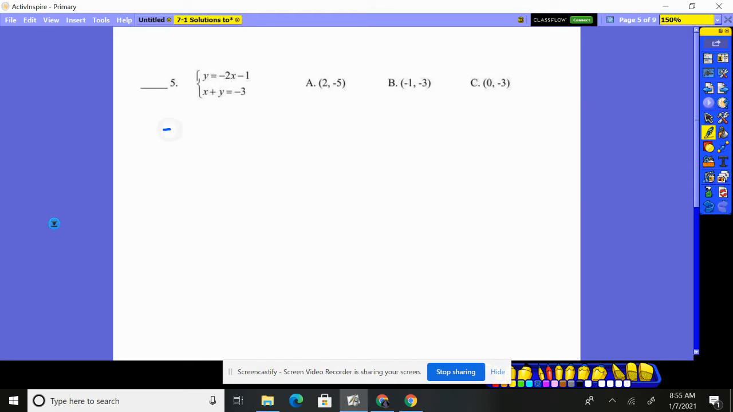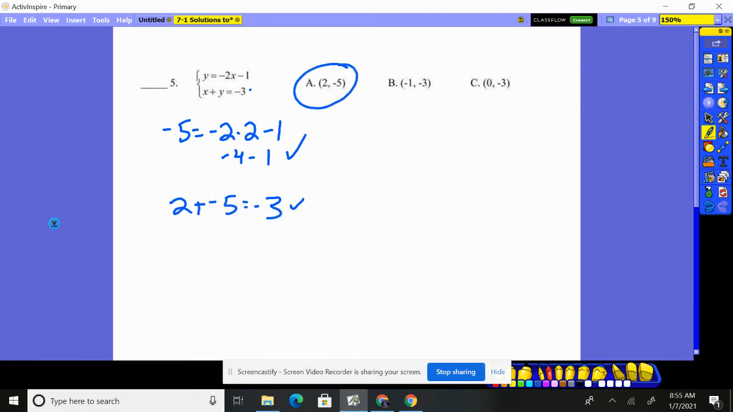So let's plug it in. So y is -5. Does that equal -2 times the x value of 2 minus 1? Well, that's -4 minus 1. That does equal -5. So yes, it works. The second piece, plug into here. So x is 2 plus y is -5. Does that equal -3? Yes, it does. So this is the point of intersection of those two lines.